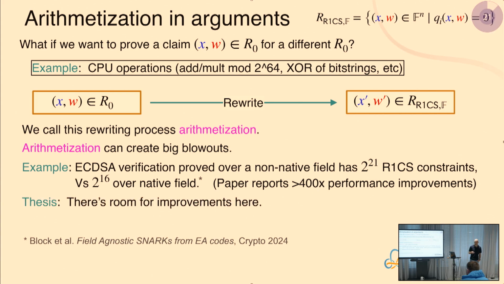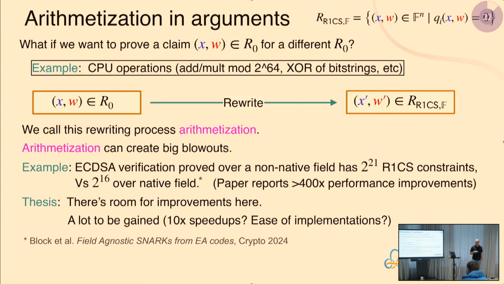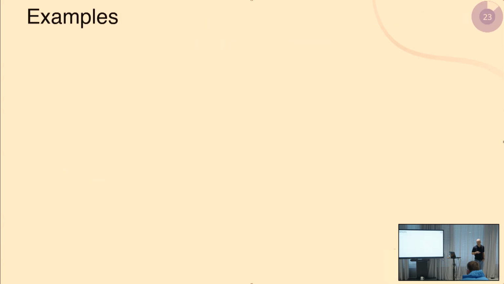So our thesis at Nethermind is that there's room for improvements here, and we believe that there's a lot to be gained, orders of magnitude, in this direction. We believe that the process of avoiding overheads when you write what you want to prove as polynomial equations hasn't been researched too much, and that's what we are focusing on.